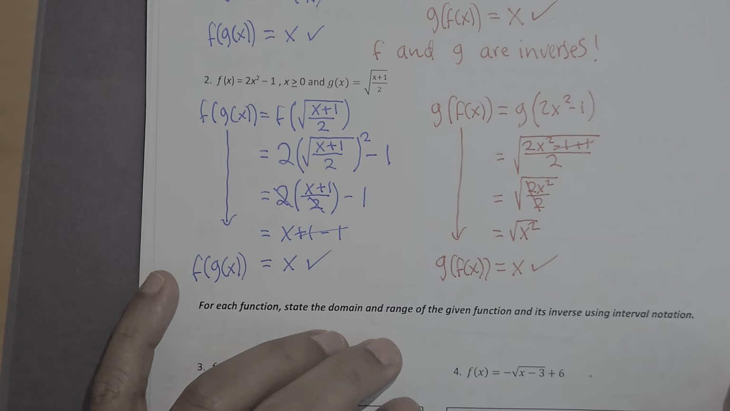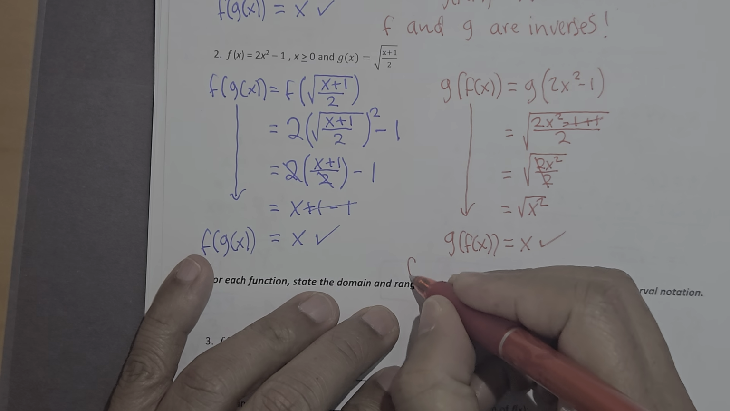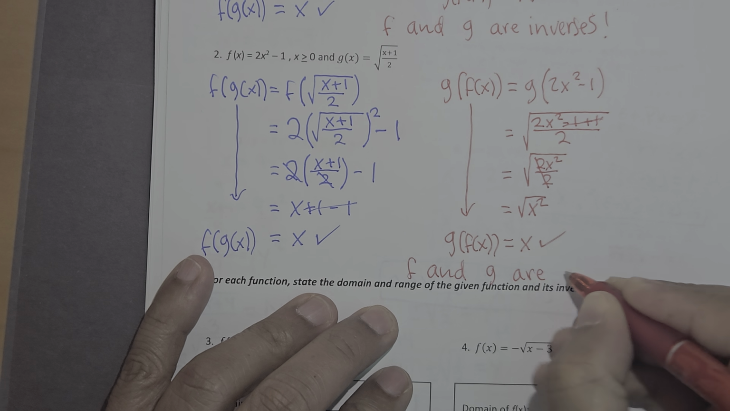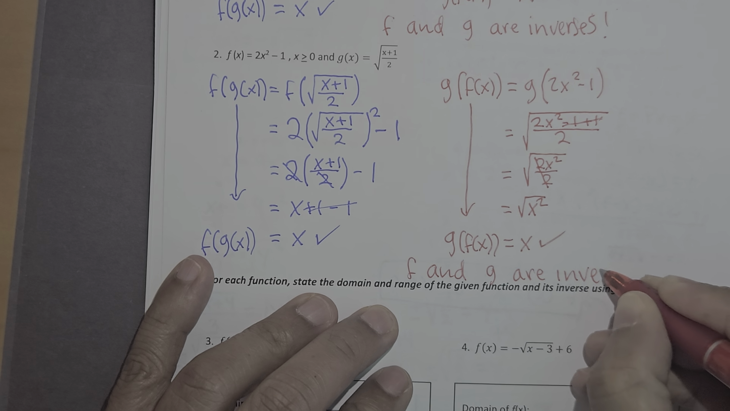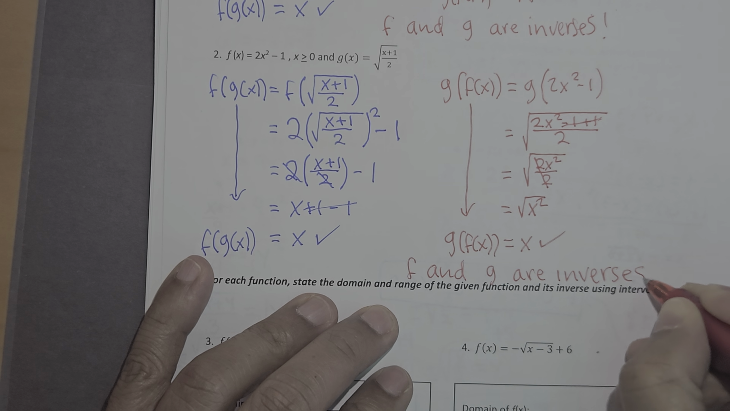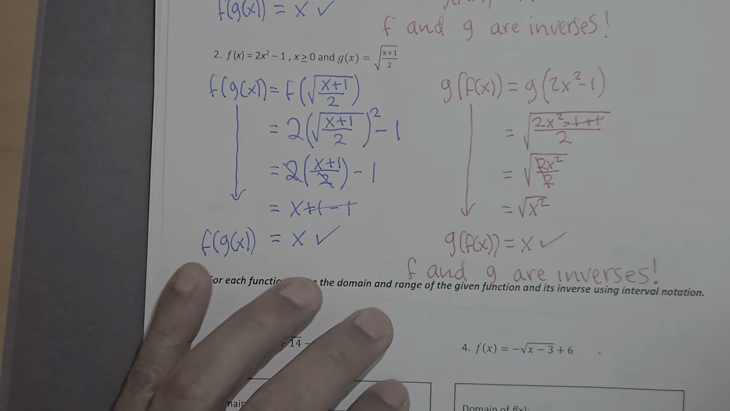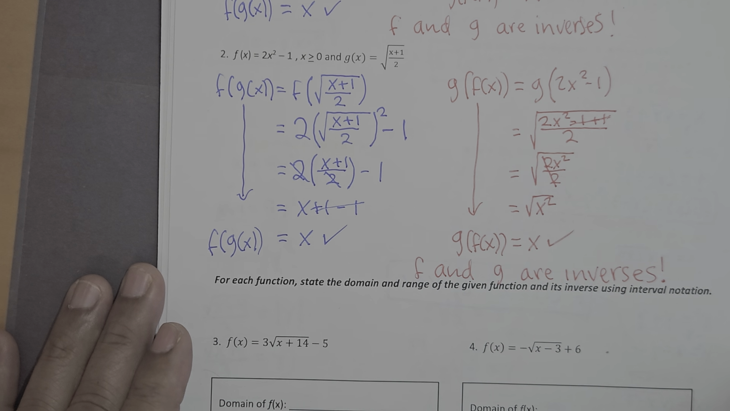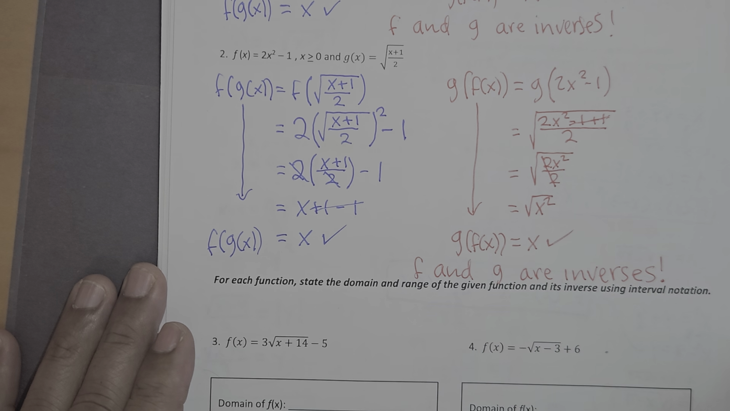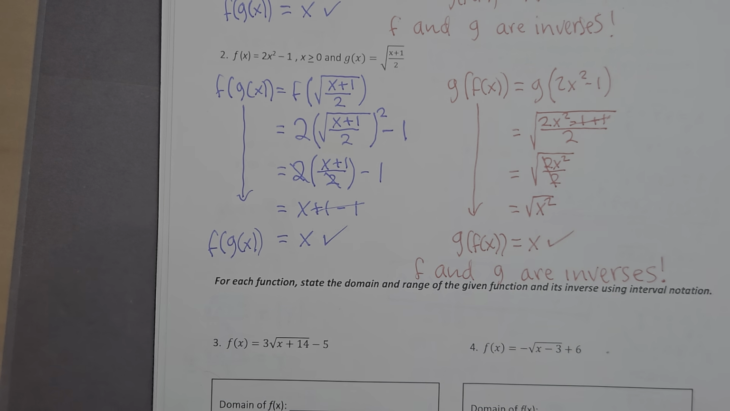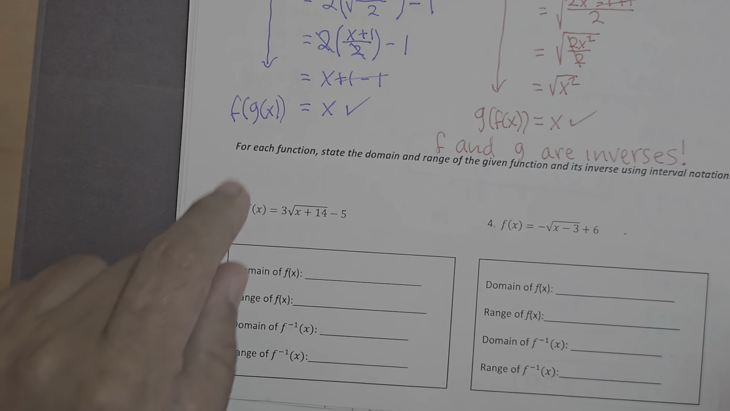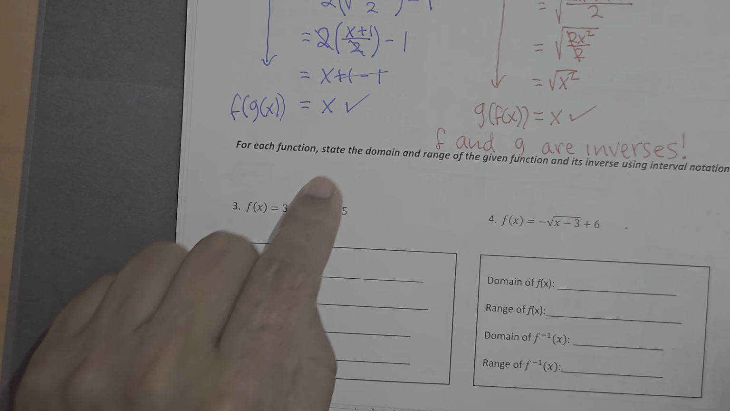So we're done. Then all we have to say is that f and g are inverses, okay? Because they meet the theorem's condition. That is, when you compose f of g of x, that gives you x, and when you compose g of f of x, that also gives you x. That's our conclusion.